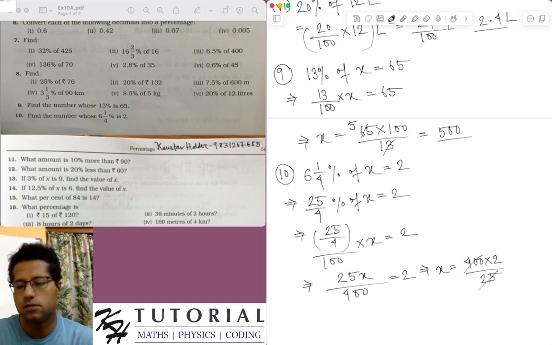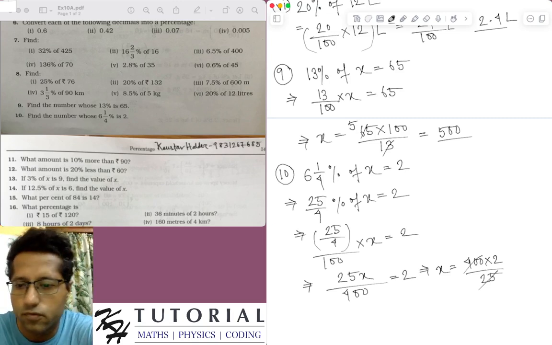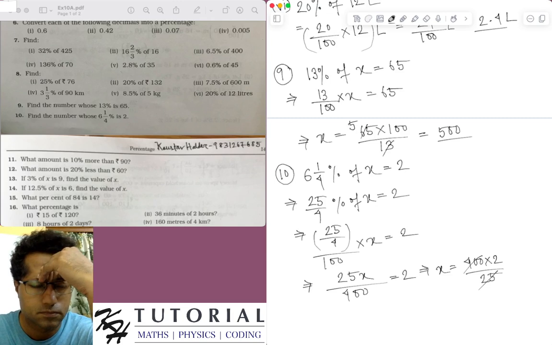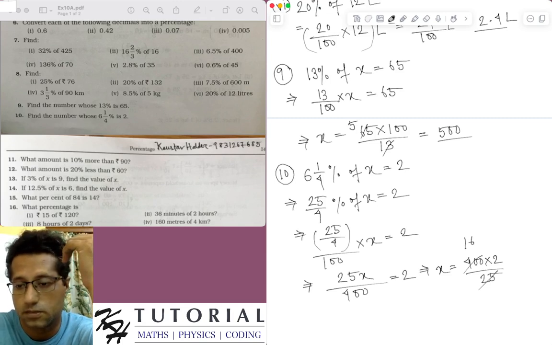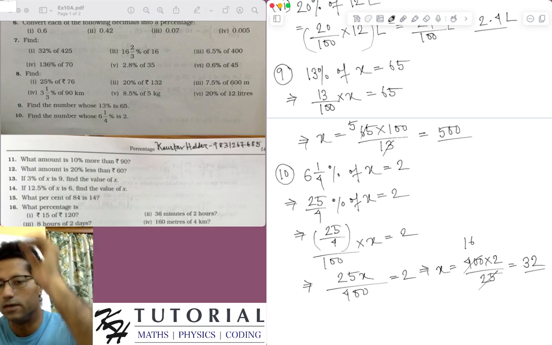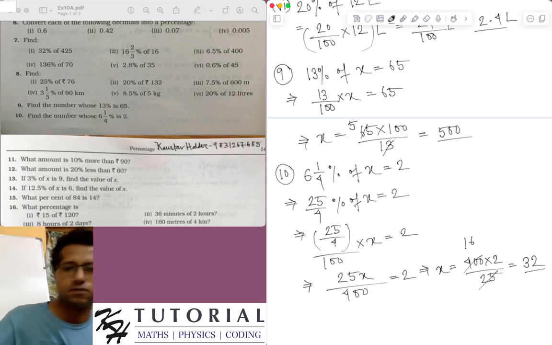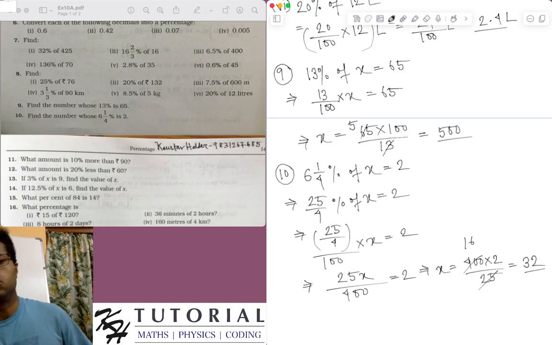Now 400 divided by 25 is 16, and 16 into 2 is 32. So the number is 32, that is, 6 and 1 by 4th percent of 32 is 2.